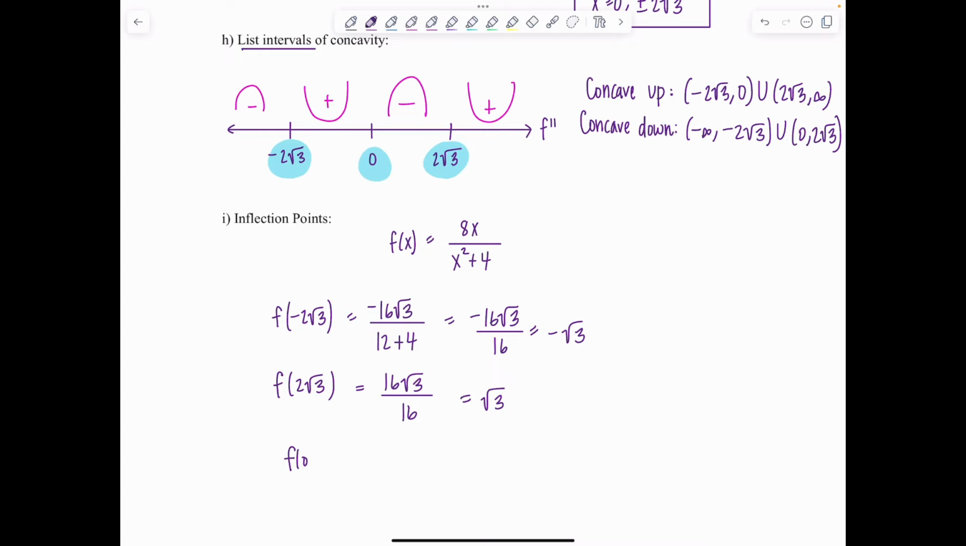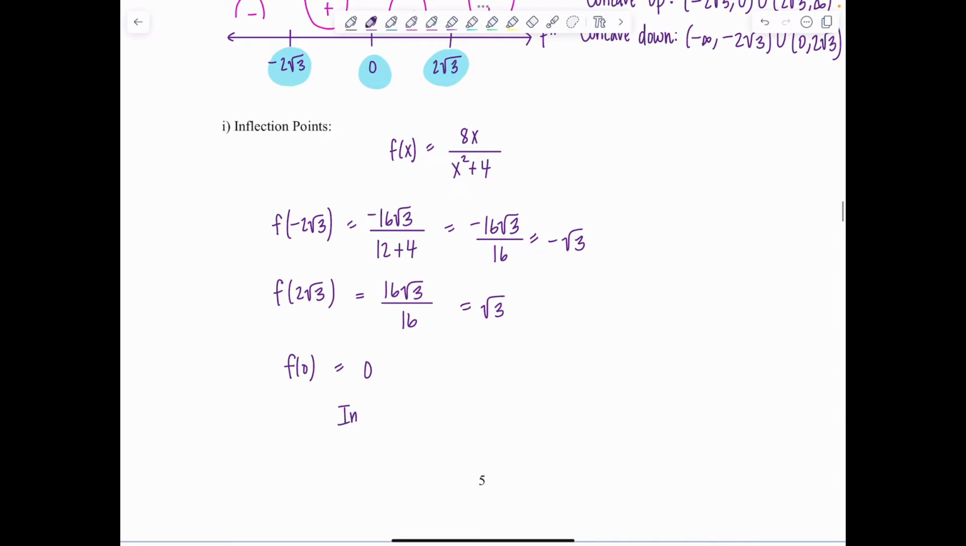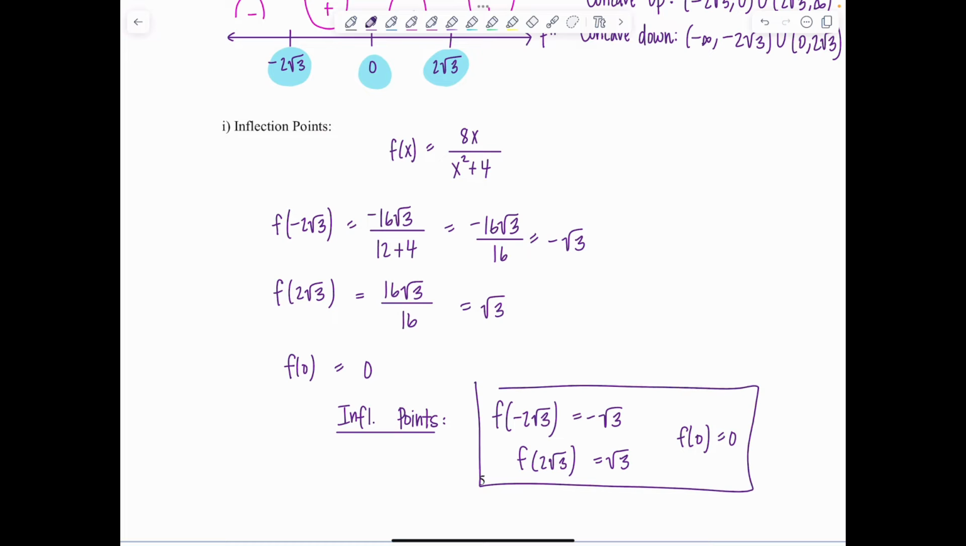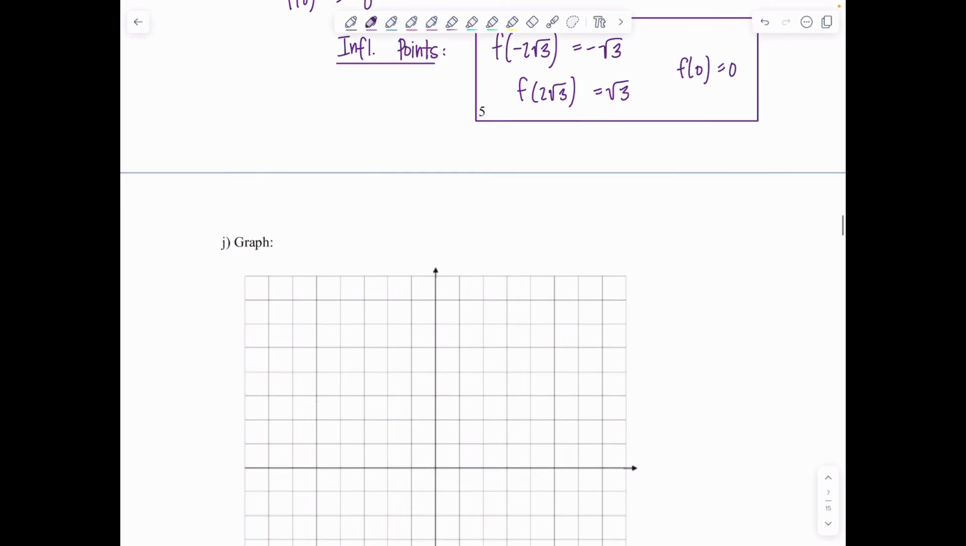And f of 0 is our x-intercept. We know that's 0. So yes, our inflection points, let me rewrite them without all the computation in between. You know, who likes to look at that? Nobody. F of negative 2 rad 3 is negative rad 3. F of 2 rad 3 is rad 3. And then f of 0 is 0. Here we go. So we have a lot going on. We had a local min, we had a local max, intercept, and 3 inflection points. So let's go ahead and start graphing.